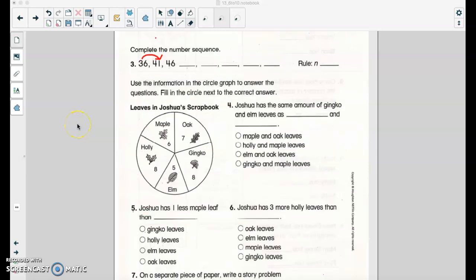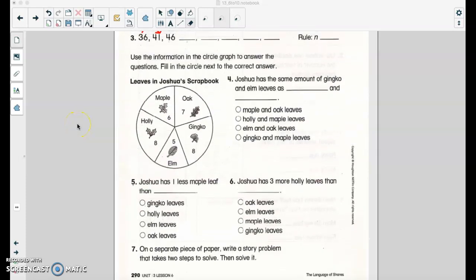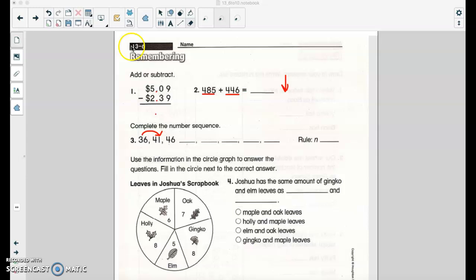And now all I'd like you to do is do the back of your homework page. There's a couple of reminders to make sure you bring down your decimal points to make sure that you line it up, addition up and down, and the rule is plus or minus and how many you're skipping by.